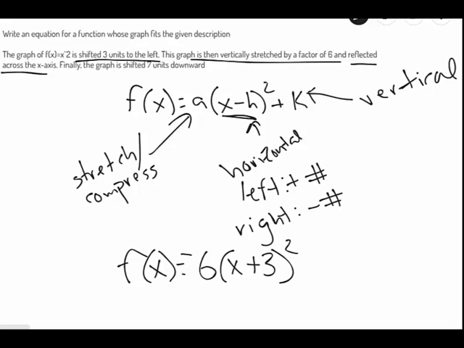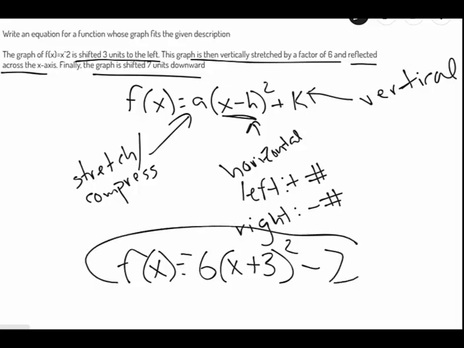The last thing to focus on is the vertical shift. We see that our graph is shifted 7 units downward. If it says downward, you put a minus; upward, it's a plus. Ours says downward 7 units, so -7. So our full equation in vertex form is f of x equals -6 times (x plus 3) squared minus 7.